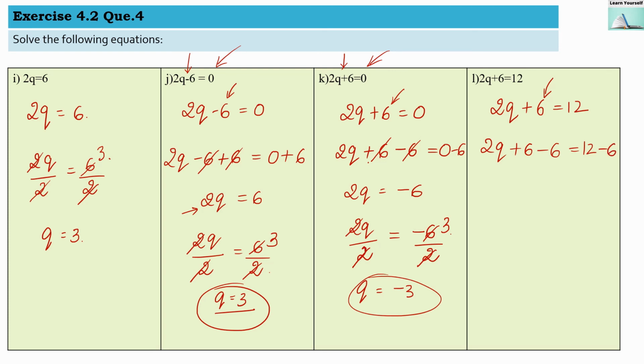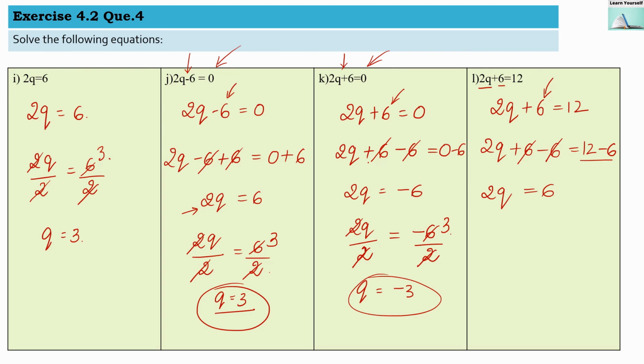Whenever there is a multiplication and addition or subtraction, both of these things will be there in the equation. First, take up the operation of addition and subtraction. First, remove the numbers which are in addition and subtraction and then go for the multiplication and division. So here we will get 2q equals to, this 6 and this 6 will get cancelled out. Towards LHS, 12 minus 6 will give us 6.